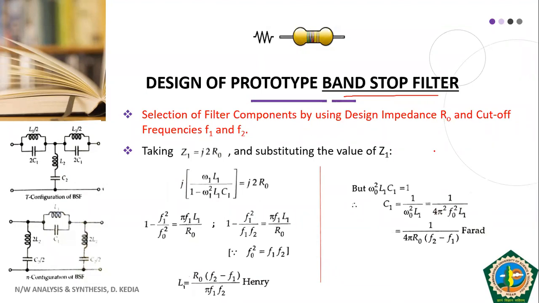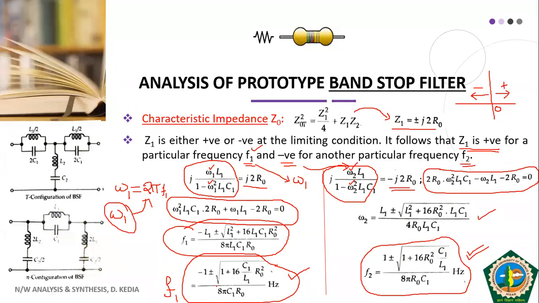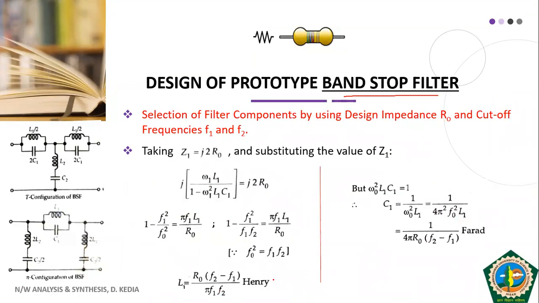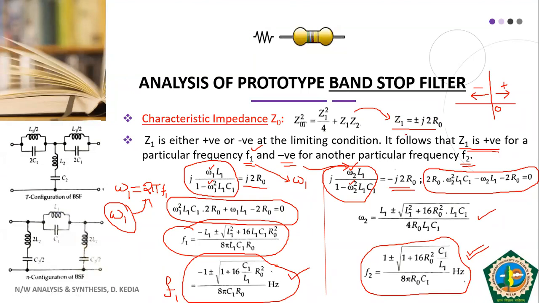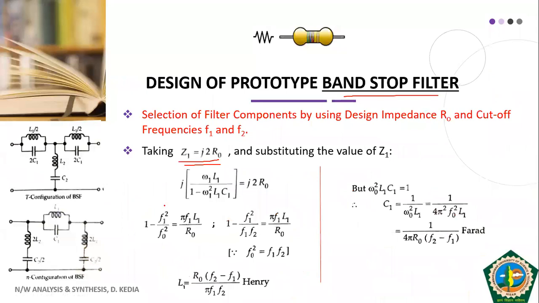So now, in the previous slide, we expressed f1 and f2 in the form of circuit components. Now we will express the circuit components in the form of your cutoff frequencies. Fine. So what we do here, we take Z1 equal to j2 R naught. Remember one thing, though Z1 has two values, plus minus j2 R naught, their magnitude is the same, only there is a change in sign. So even if you take Z1 equal to minus j2 R naught, it will not affect the result.